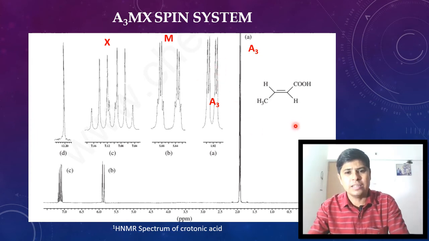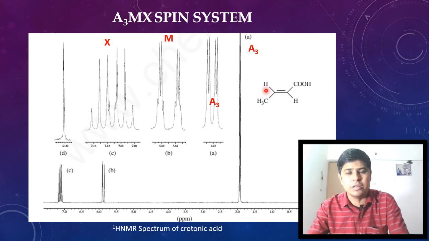Now next will be the M spin system, which is coming here, and this will be the X spin system, which is coming here. X has a big multiplet because X is going to couple with this methyl and also this proton. So X is going to give a quartet of doublet. How many lines should there be? Eight lines.